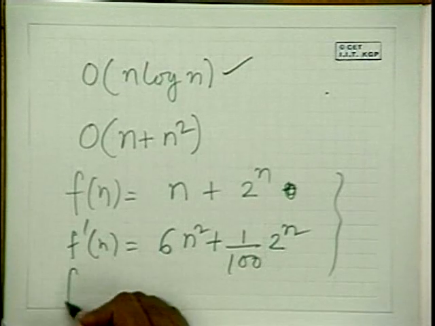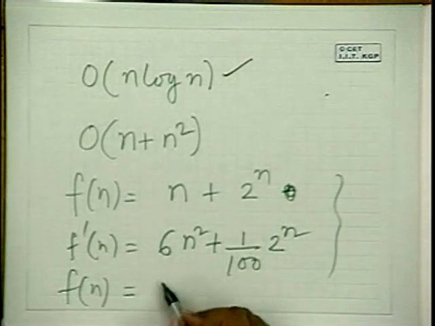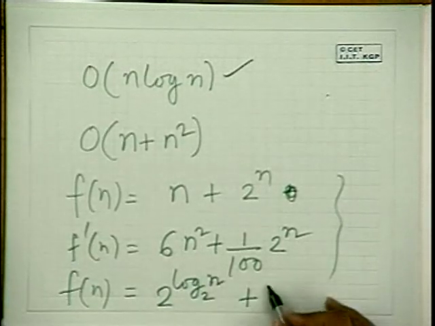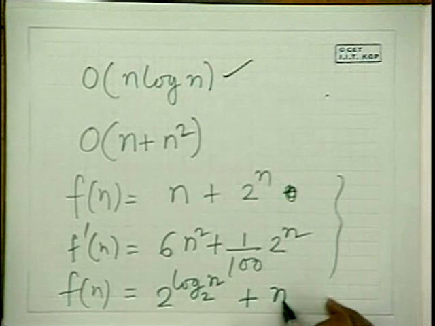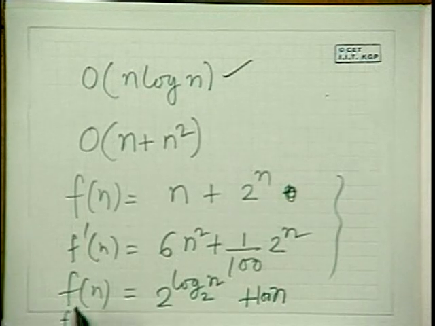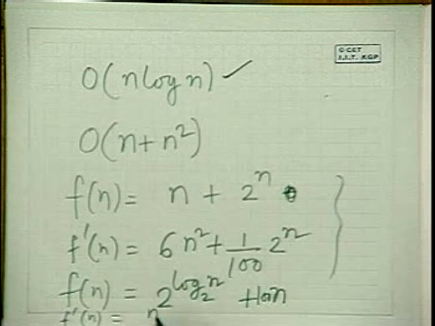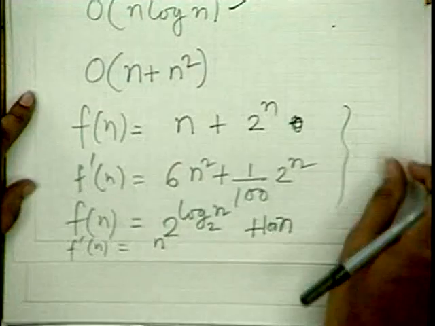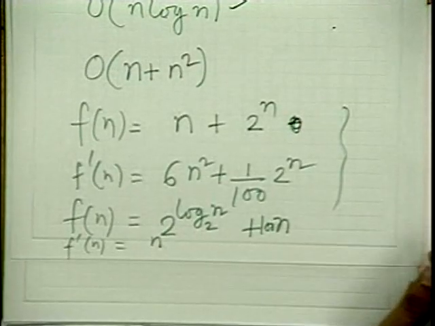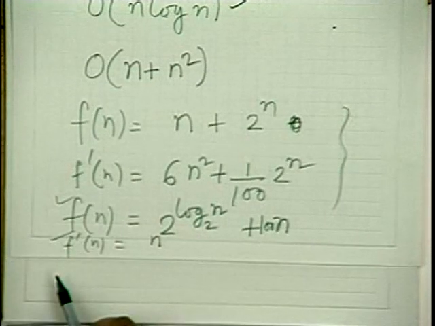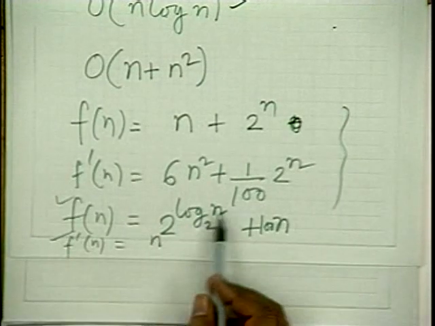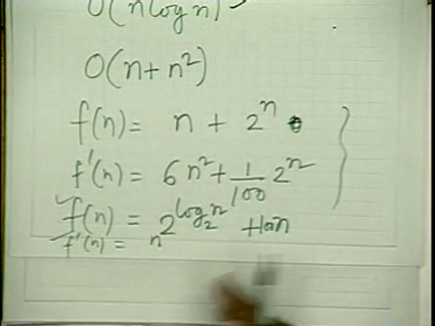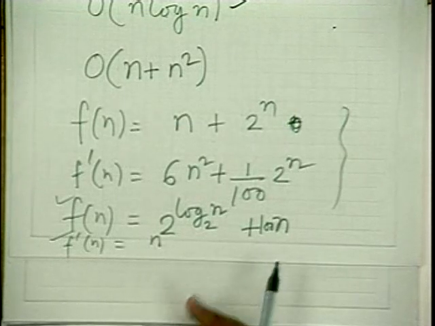Now think over this. Which one is better? f(n) is 2 to the power log 2n, and another, f prime n, is 100n. Both are the same, yes. Very good. Both are the same, because 2 to the power log 2n is n. So don't get deceived by all this. Sometimes you will see something like this, so you should be careful.